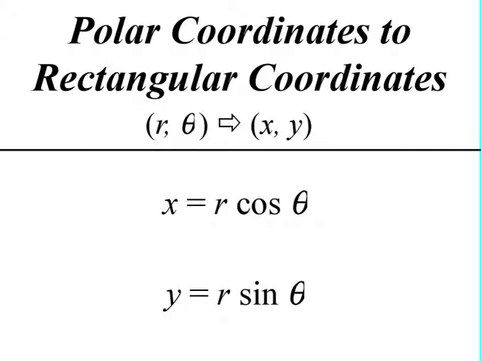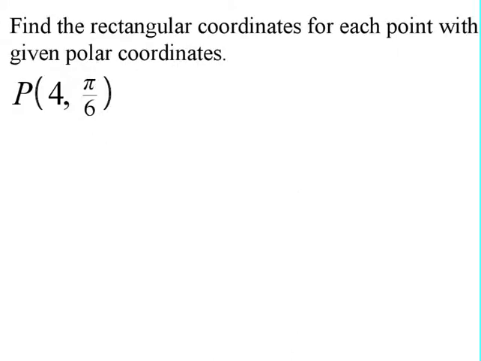Now we're going to go ahead and look at an example of how you convert from polar coordinates to rectangular coordinates. Pretty straightforward. Let's go ahead and look at this. It says find the rectangular coordinates for each point with the given polar coordinates. So the very first thing you're going to want to do is locate where in fact this point is.